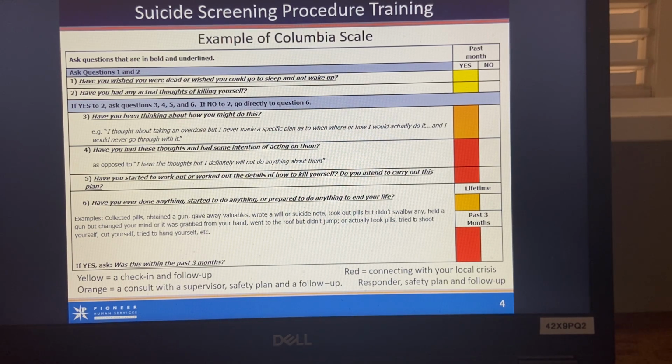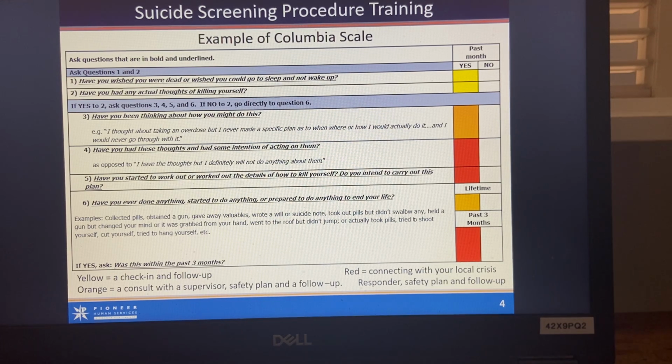Have you had any actual thoughts of killing yourself? If a client answers no to this question, you skip questions 3, 4, and 5 and only ask question 6. If a client says yes to question number 2, you then ask questions 3, 4, 5, and 6.